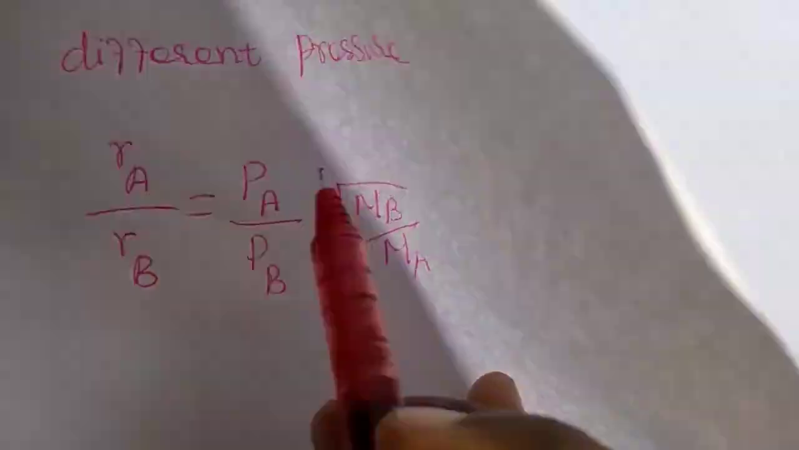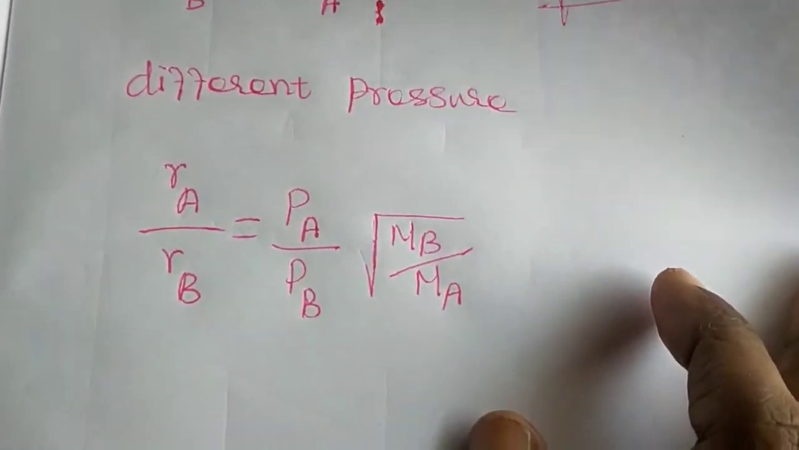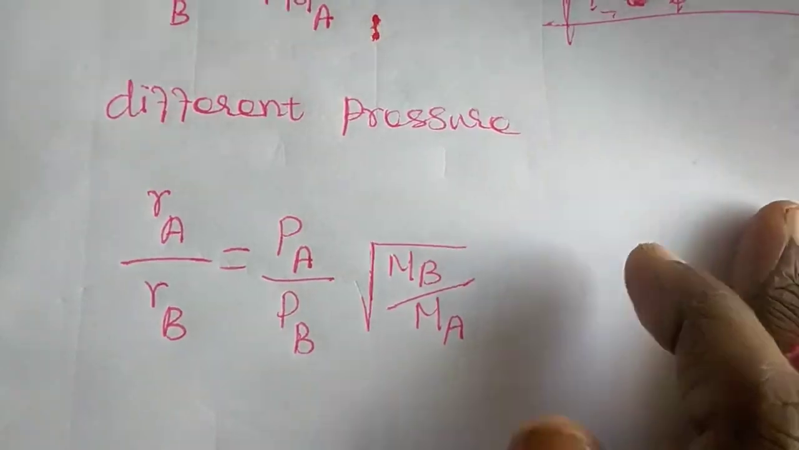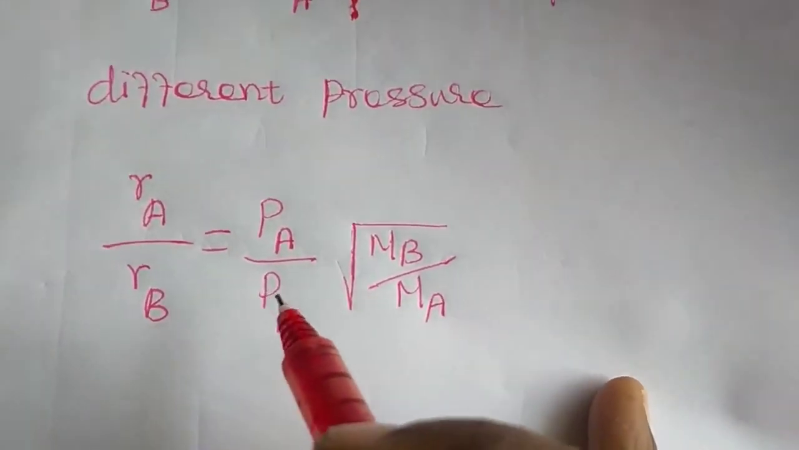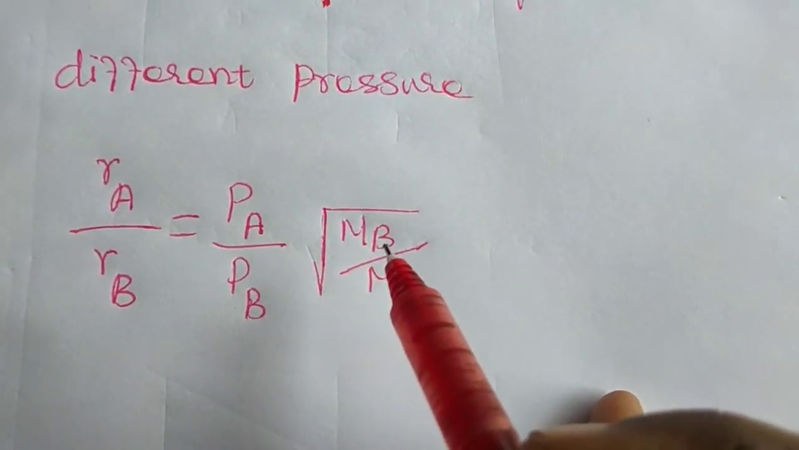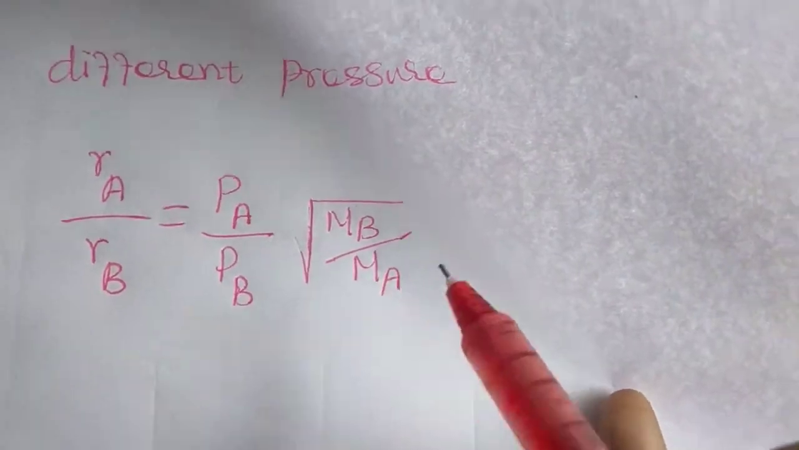You know all the components involved here. RA means rate of gas A, RB means rate of gas B, PA is the pressure of gas A and PB the pressure of gas B, MB is the molar mass of gas B, MA is the molar mass of gas A.